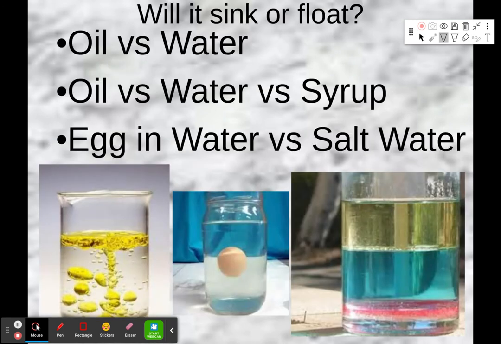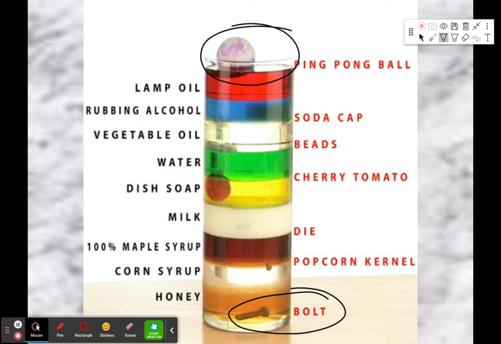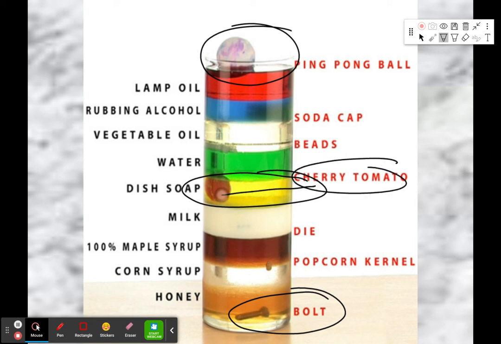Okay, that's why in class, why does the oil float? We don't know the density of the oil, but we know that the oil's density is less than 1. Anything greater than 1 would sink. So again, just by looking at this density column, you should be able to say that the bolt has the greatest density, the ping pong ball has the lightest density, the dish soap would be in the middle, and we could even say that the cherry tomato that's floating in the dish soap has exactly the same density as the dish soap.